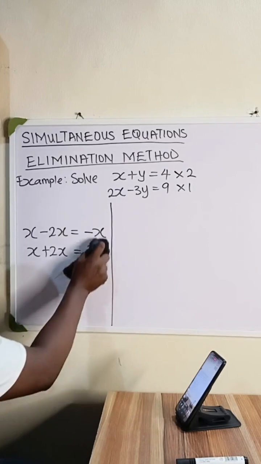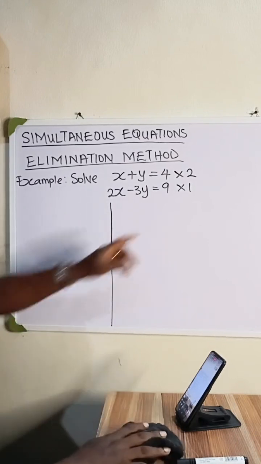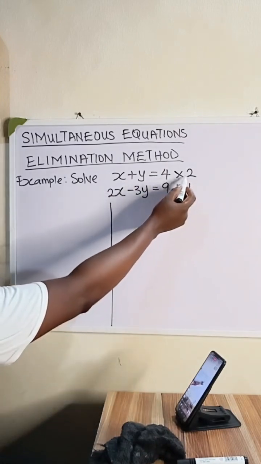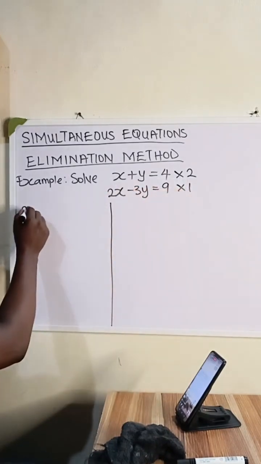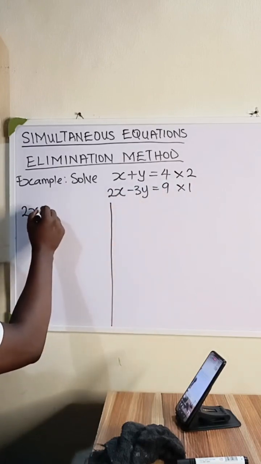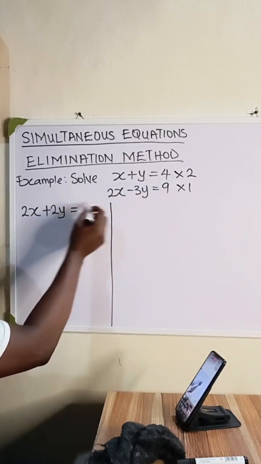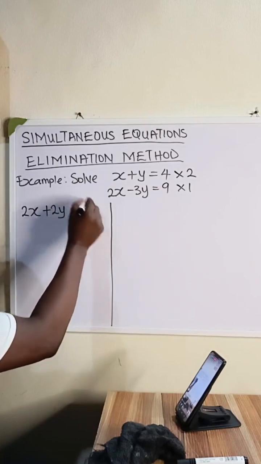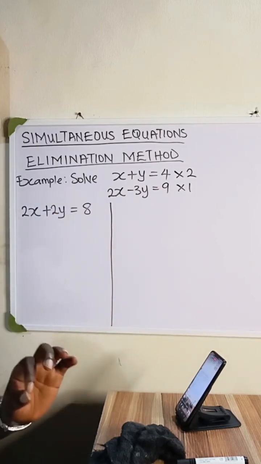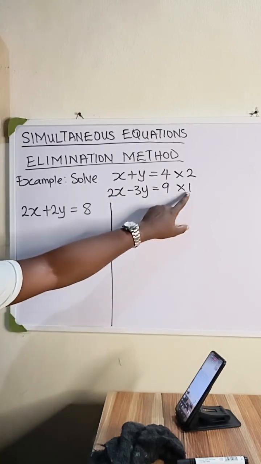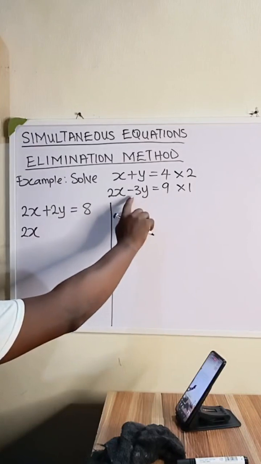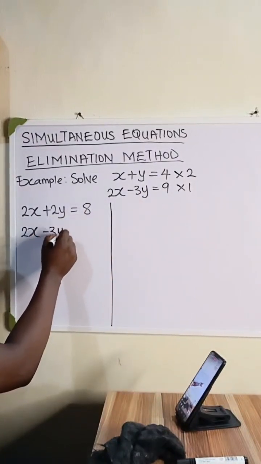So let's see what we are going to get. So 2 is multiplying everything in equation 1. So 2 times x gives us 2x, plus y times 2 gives us plus 2y, is equal to 4 times 2, which gives us 8. So we have multiplied equation 1 by 2. Next, we're going to multiply equation 2 by 1. So we have 1 times 2x, and 1 times minus 3y gives us minus 3y.